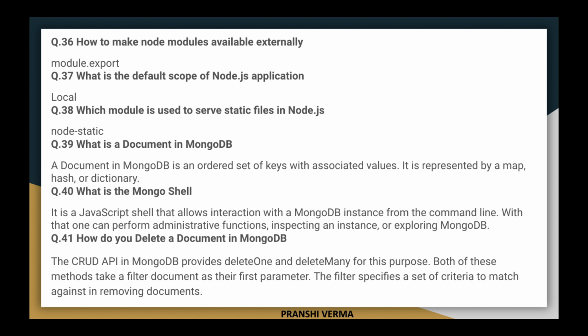However, using the FS module to serve static files can be inefficient, especially for large files or high-traffic websites. To serve static files more efficiently in Node.js, the Express module is commonly used. Express provides a middleware called express.static that can be used to serve static files such as images, CSS, and JavaScript files. Next question is, what is a document in MongoDB?